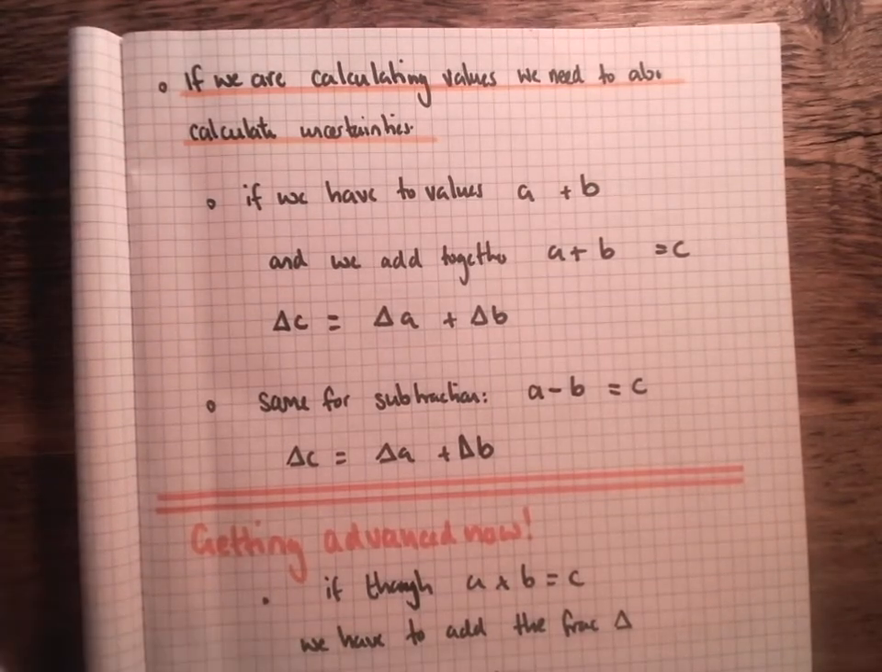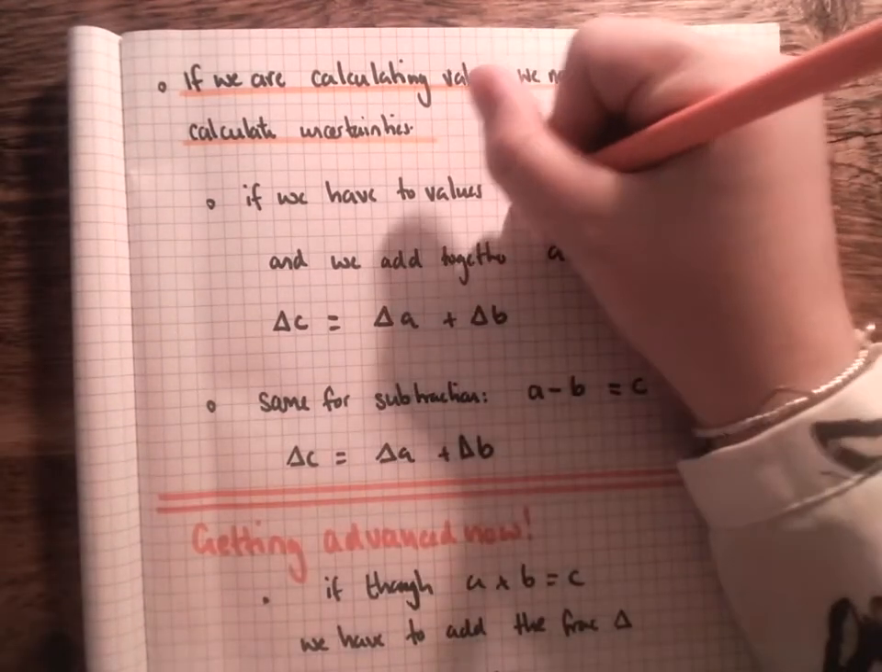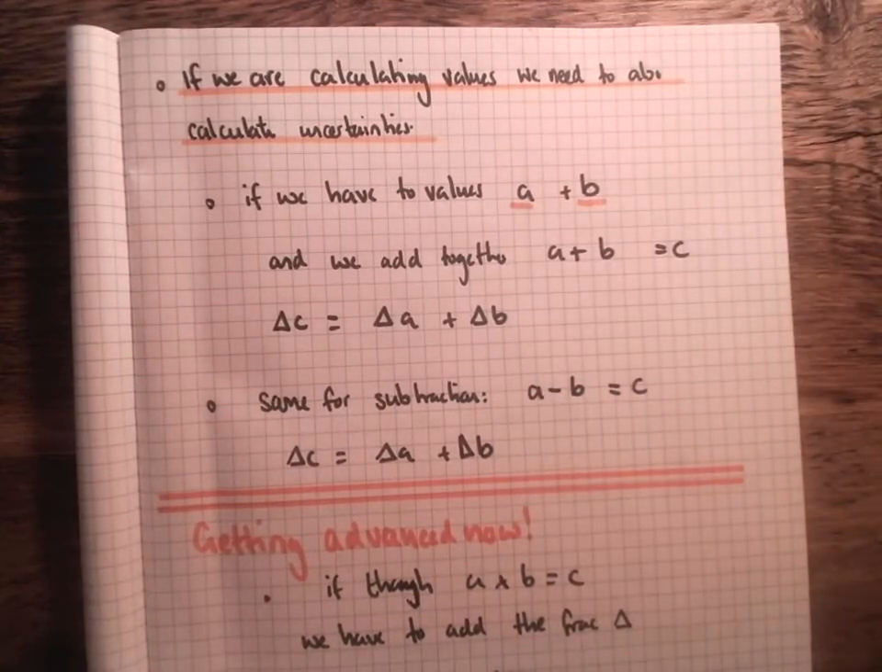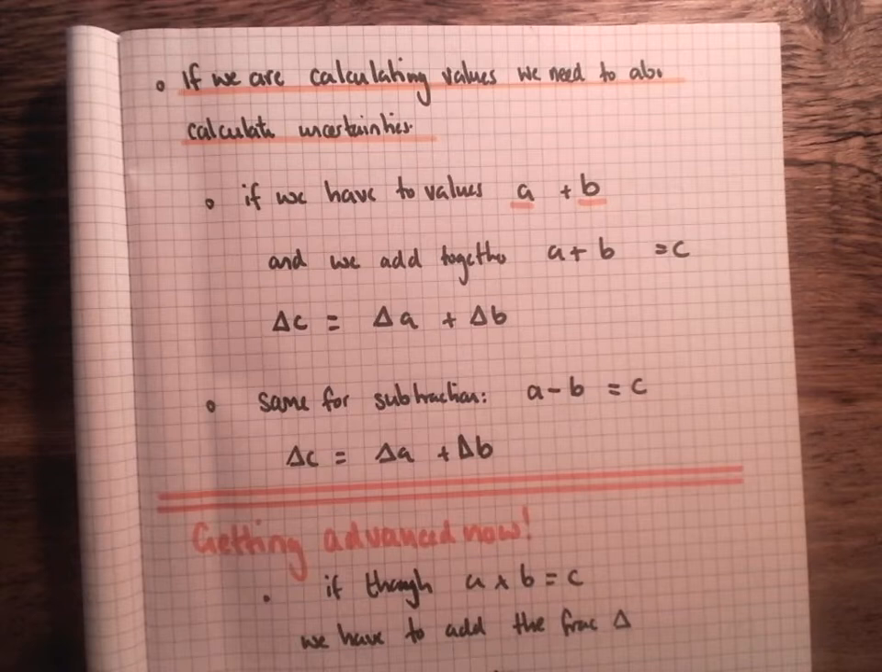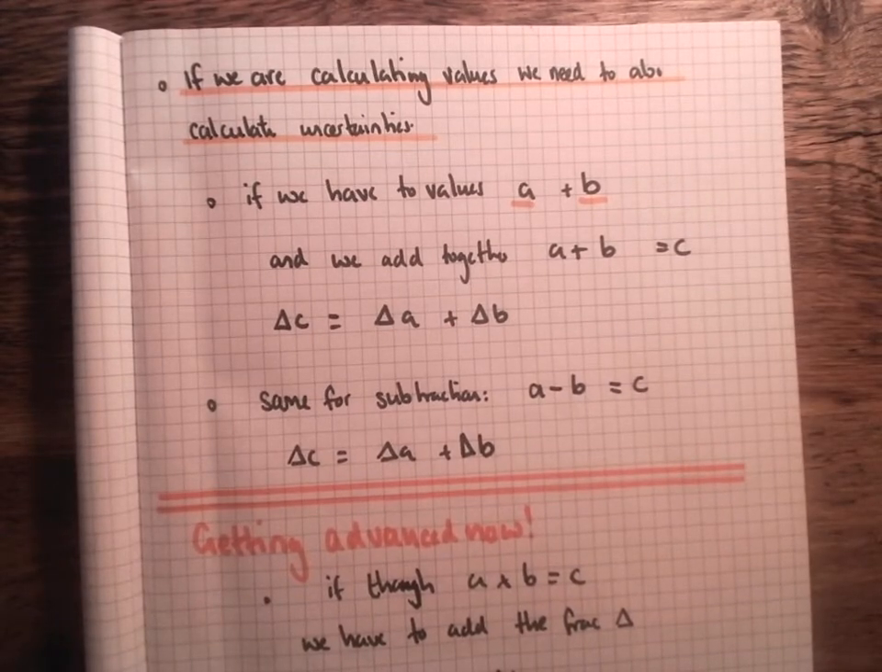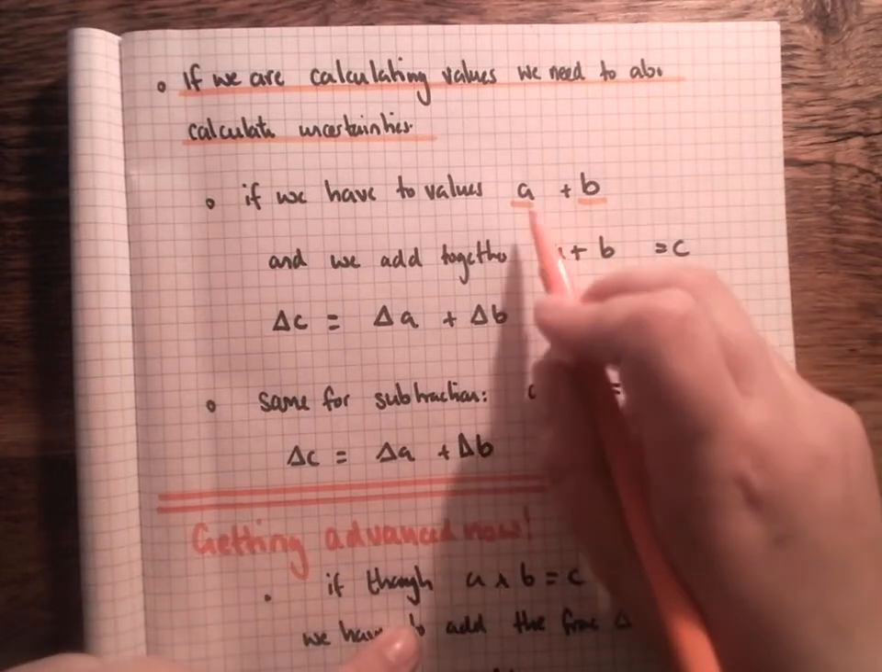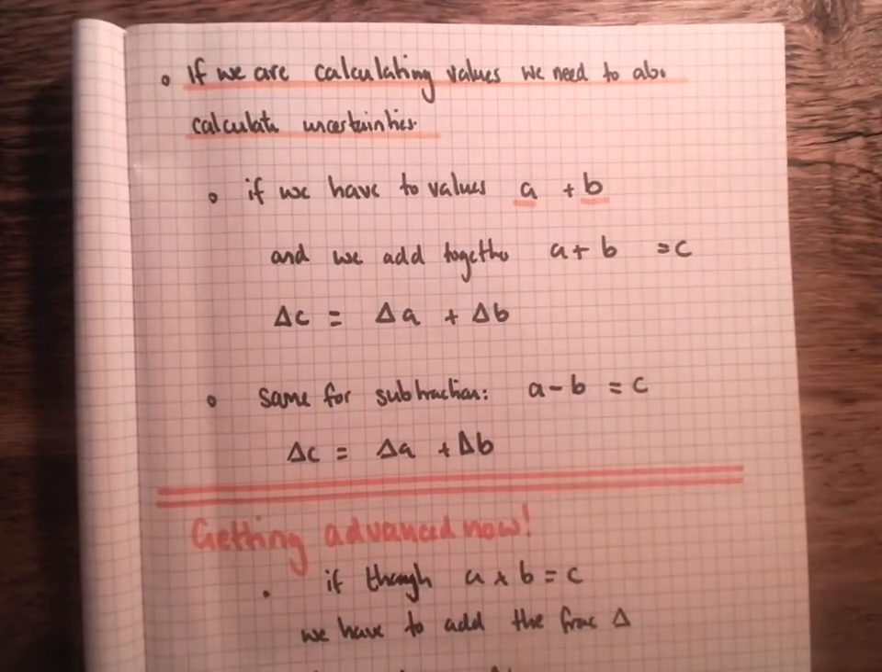So let's say I have two different values. I've got value A and value B. That could correspond to anything. It could be time, it could be length. I may be having to add two different times together. I might be having to add two different lengths together. I don't know. So in the situation that I've got to add them, it's really simple.